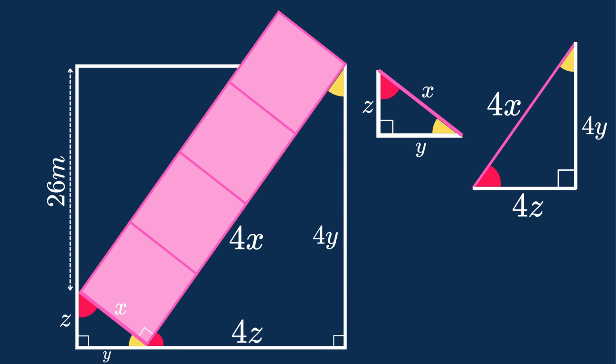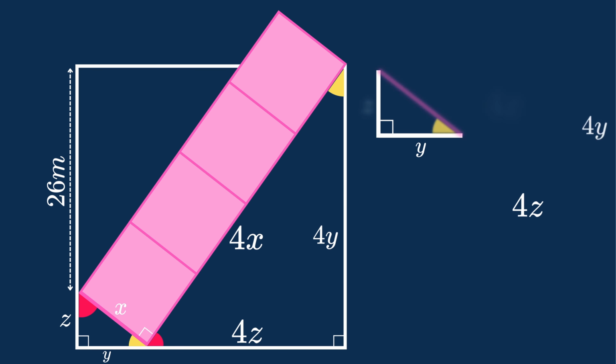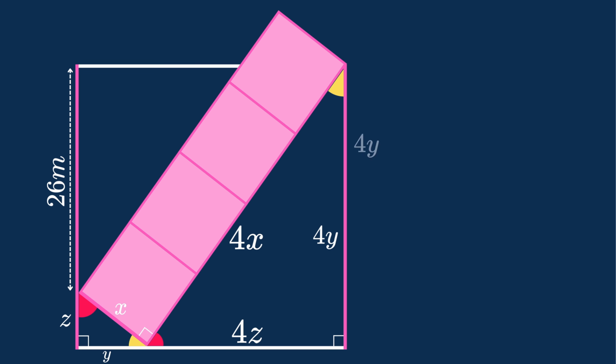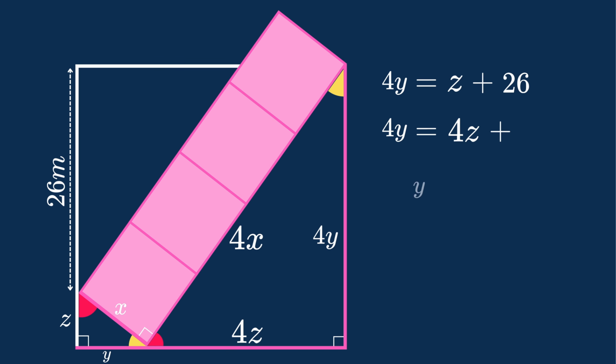We can now create equations by looking at the side lengths of the square. The right side of our square is equal to 4y, and the left side is equal to z plus 26, so we can equate the two. We can then create a second equation by looking at the right and bottom sides of the triangle. We can see that 4y equals 4z plus y. Subtracting y from both sides of our equation, we find that 3y is equal to 4z. And dividing by 3, we find that y equals 4 over 3 z.